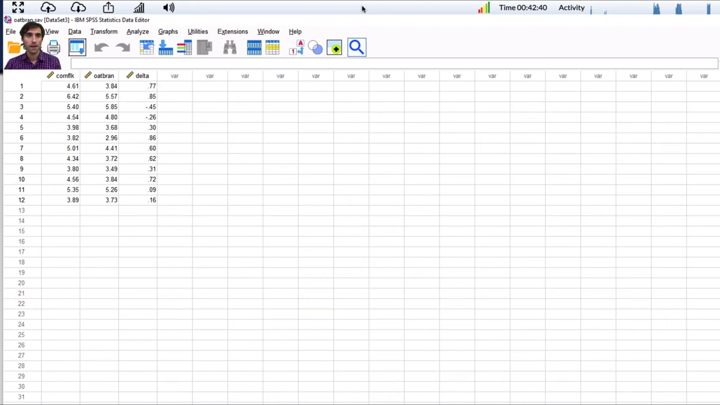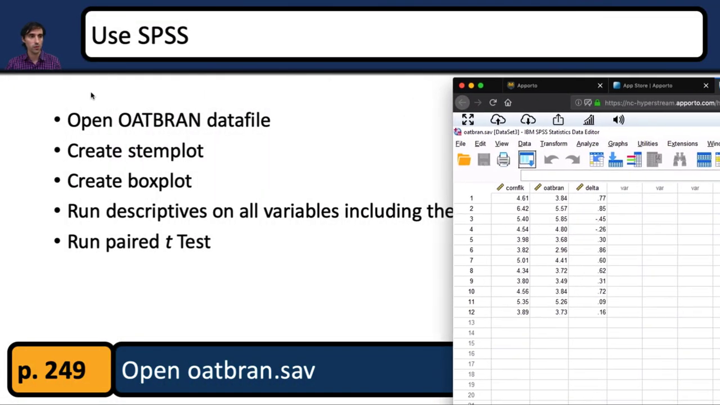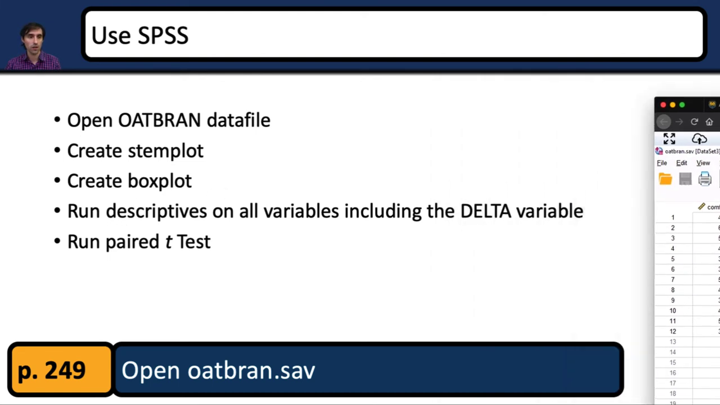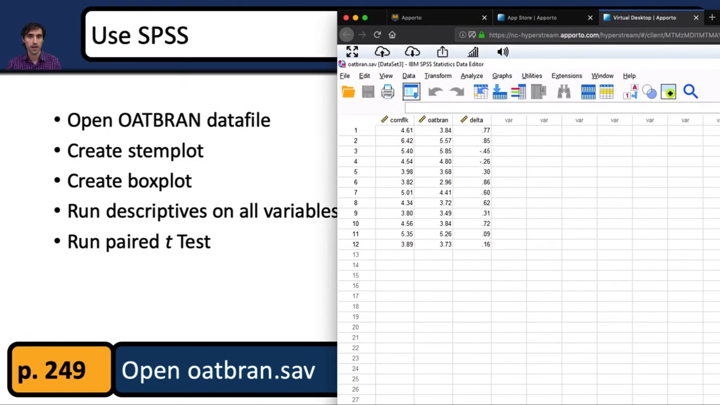All right, so let's go ahead and follow the rules. I already know what we're doing, but I want to make sure that we have this. We are going to create a stem plot. We are going to create a box plot. We are going to run descriptives on all variables, including the delta variable, and then we're going to run a paired t-test.